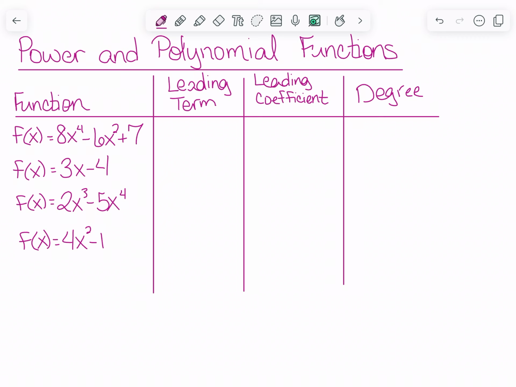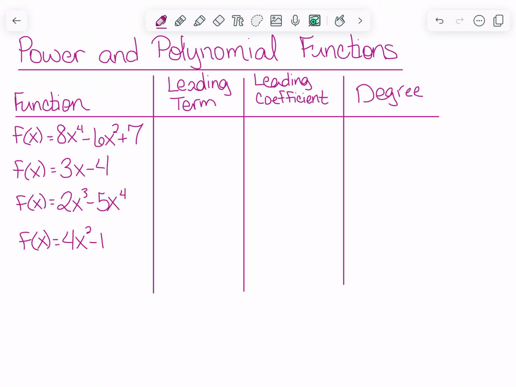Next up, f of x equal to 3x minus 4. There's only one variable term in this one, which is the 3x. So 3x is my leading term. The number out front would be 3, which means my leading coefficient is 3, and since I do have an x with no exponent, that tells me that the degree is 1.